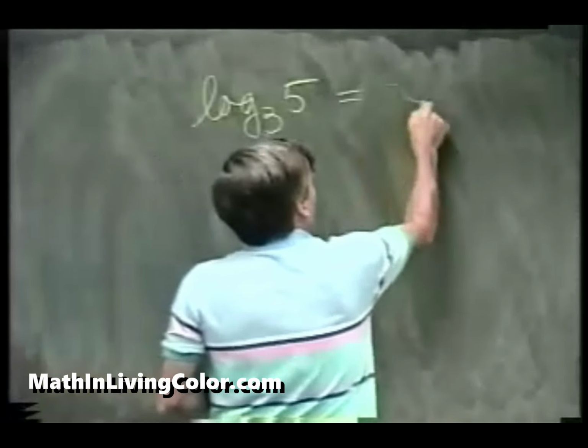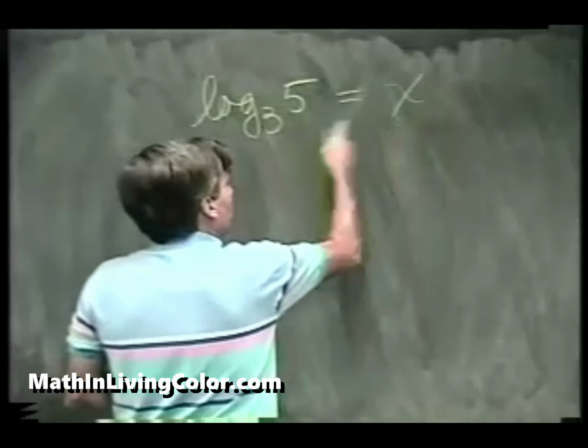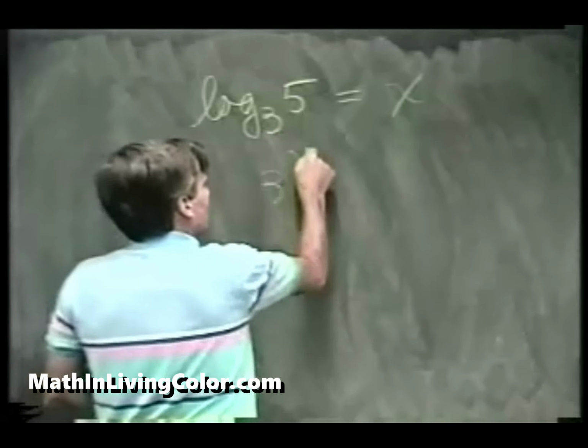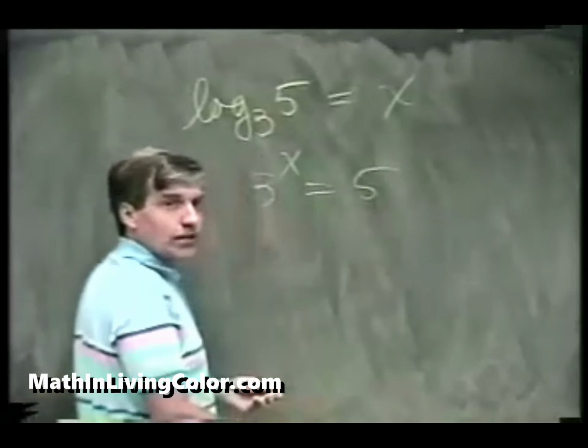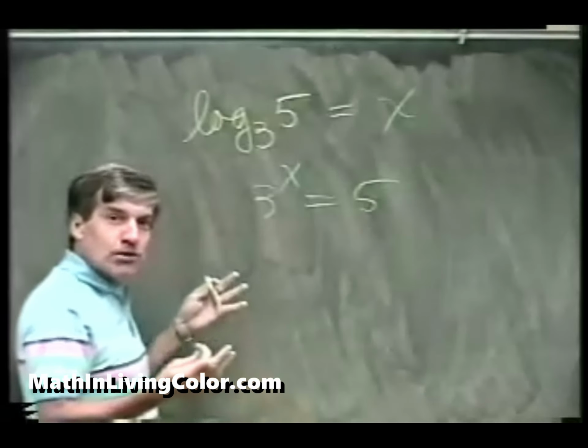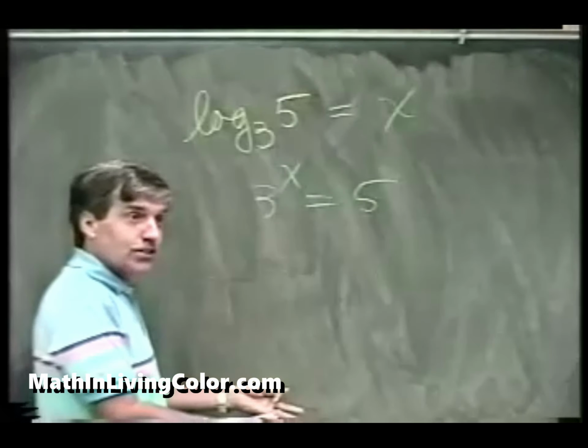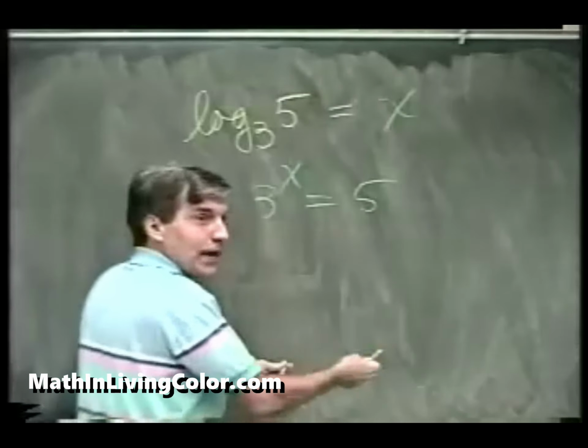We let that equal x, and then what? What did we end up with? 3 to the x equals 5. Yeah, we did this, didn't we? And then I forgot to make the most important point I was going to make about it. So I've got to figure out a way to splice this back in.